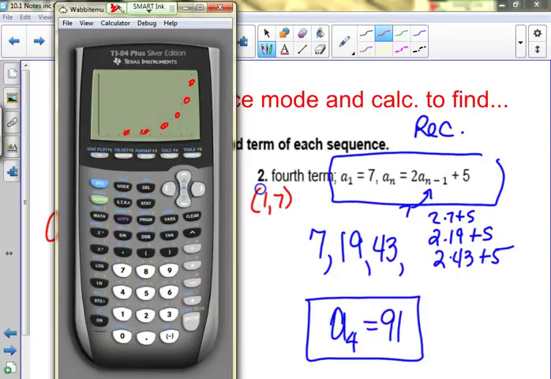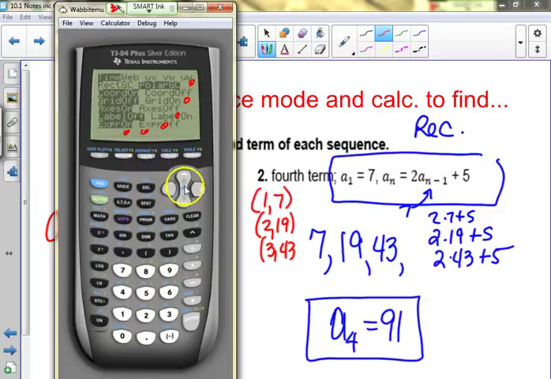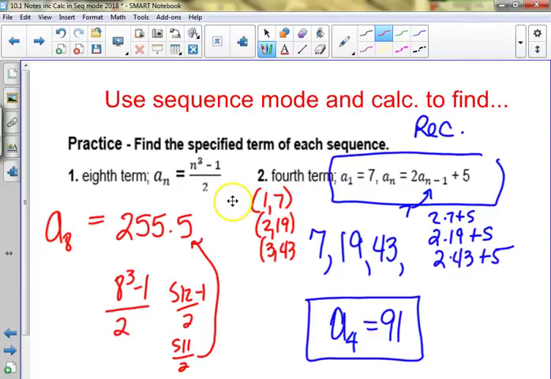Term 1 is 7. Term 2 is 19. Term 3 is 43. Okay, if you hit trace and arrow along, yikes. Well, that's because they're not pretty numbers. Oh, mine is in R theta. Okay, format, rectangular coordinates. Now if I go trace, is yours giving you nice numbers? Like if you go to the fourth term, it says 91, right? Okay. Any questions?